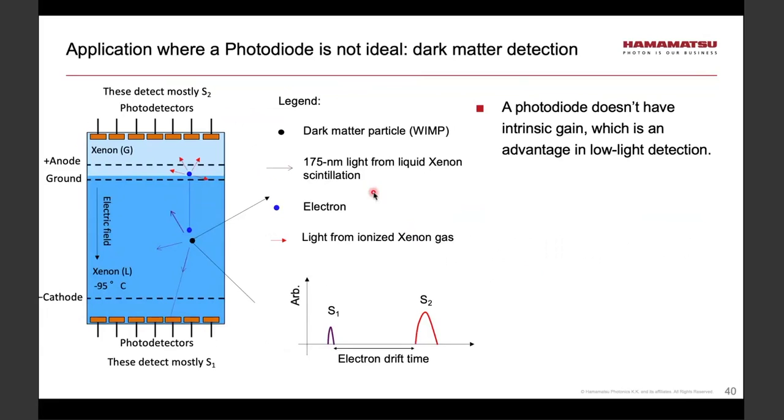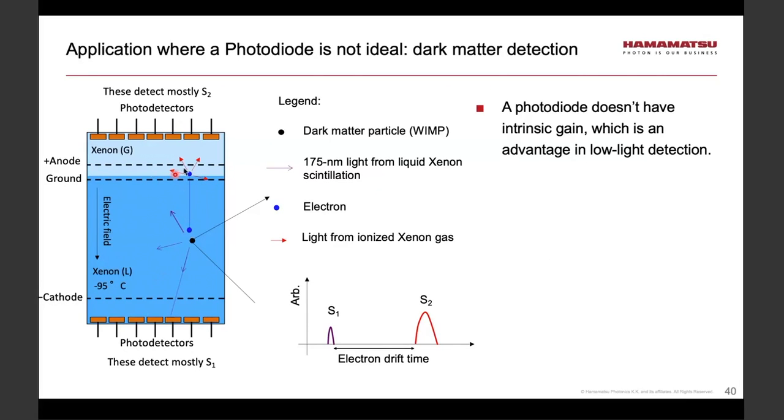However, one would probably not use a photodiode if one were to look for dark matter. Dark matter is this hypothetical substance that dominates the composition of the universe. In one setup, the presumed dark matter particle is going to interact with the scintillator, which is liquid xenon at very low temperature. And as a result of the scintillation, we produce an electron here. And that electron accelerates and produces light from ionized xenon gas.